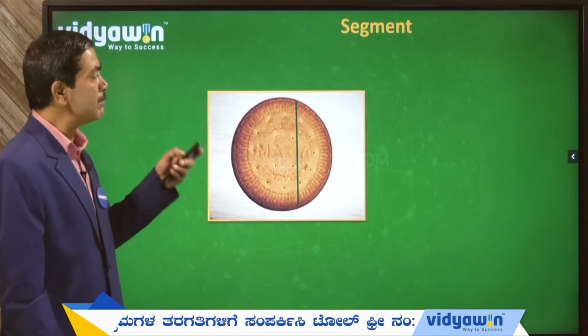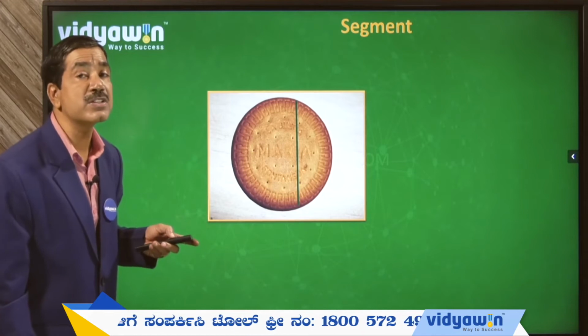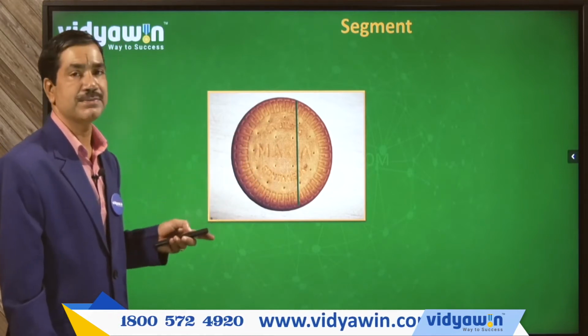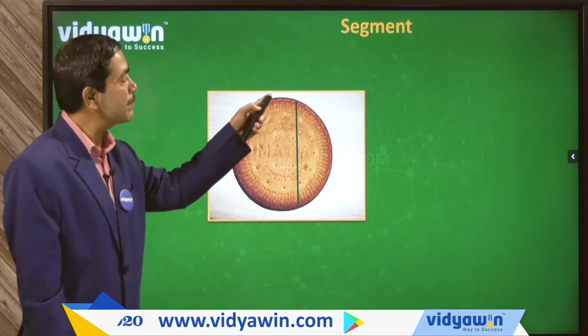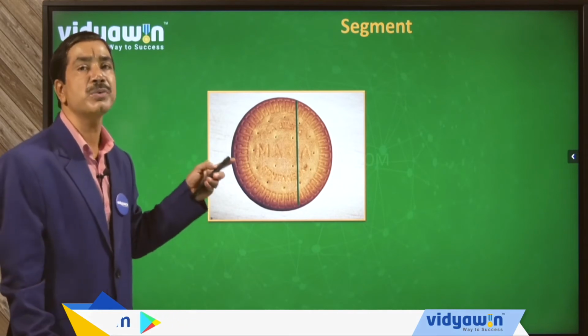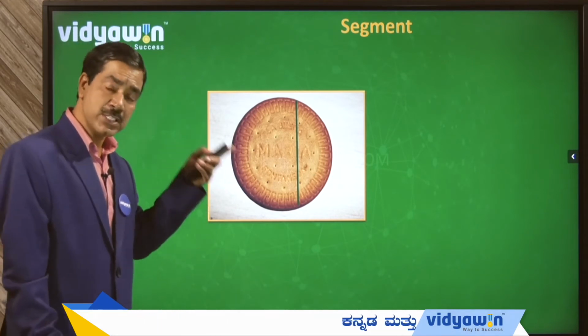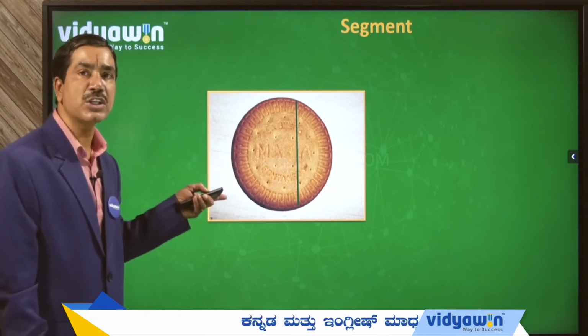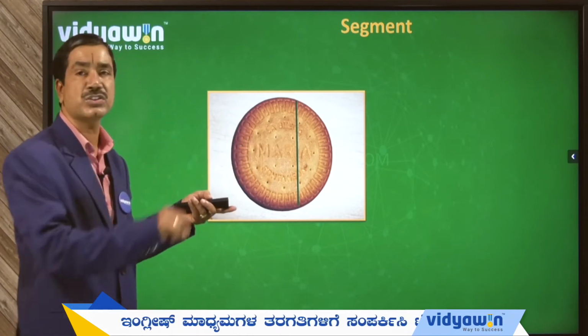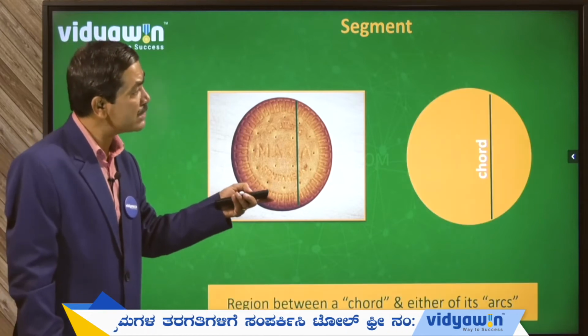Next, I come to the next day-to-day life situation where a biscuit has been considered, and that biscuit has been divided into 2 parts, not equally. That also you can see. So this particular situation even occurs in our circle. This is also a circular shape. So what is that called?